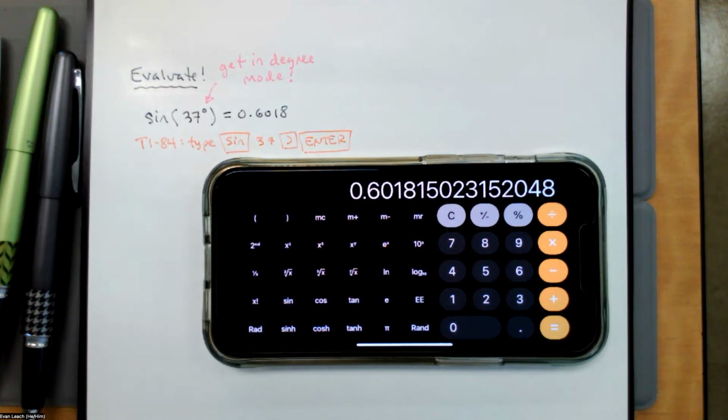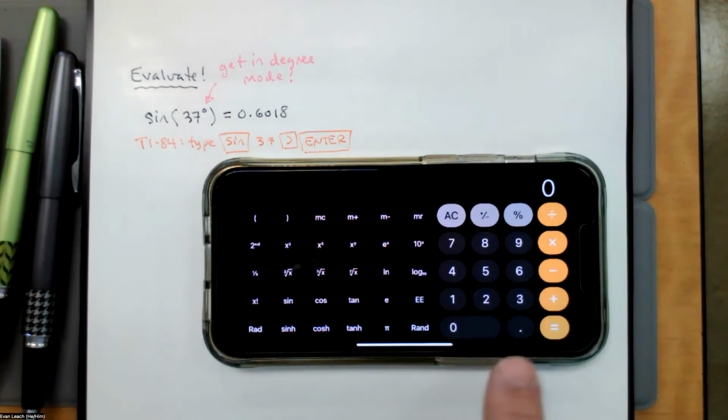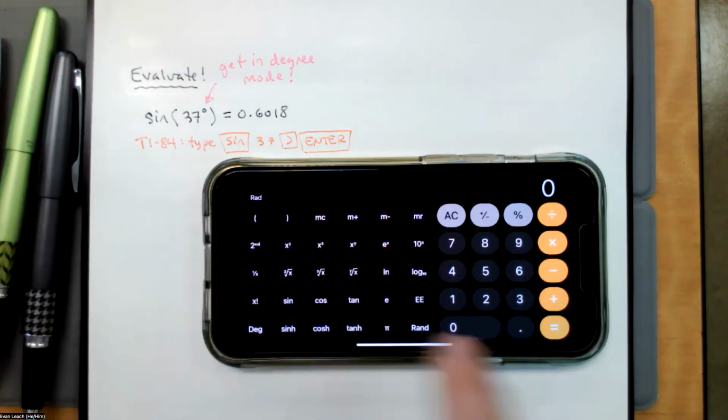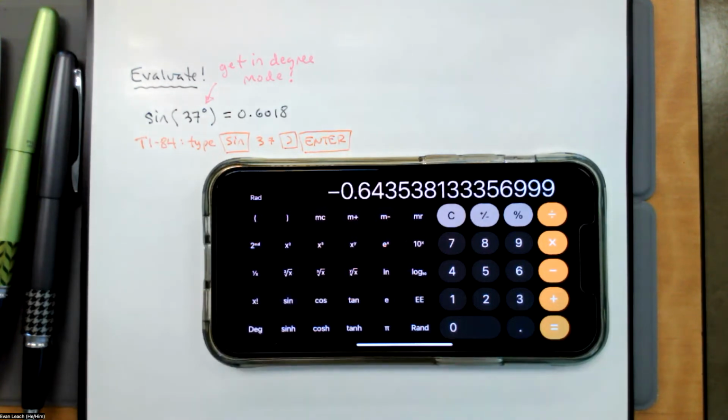What did I forget? We want to be in degree mode. So we need to look for, right now I am in radian mode, and I see this button down here, rad. Mine says rad, yours might say deg. So if I do 37, the calculator's like, oh, 37 radians, that's pretty weird, but all right. It doesn't know that 37 is more likely degrees and not radians.